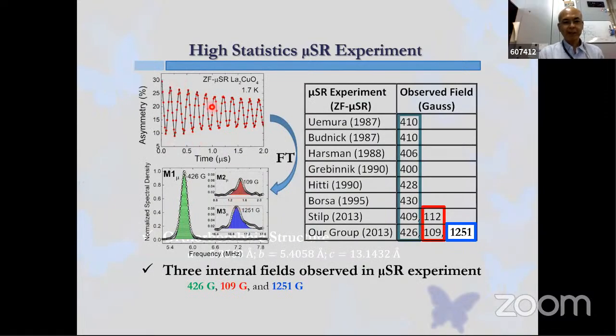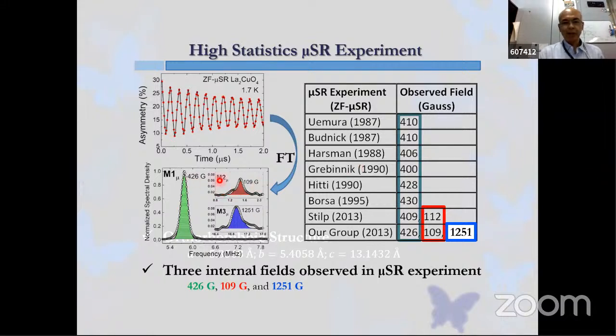This real data was obtained a long time ago. If we apply a Fourier transform, we can find three muon positions like that. The main peak was measured in the beginning as the first data by Professor Budnick 30 years ago, and this is reconfirmed again, of course. In addition, we can see the additional small precession components like this, M2 and M3, which determine the internal fields.